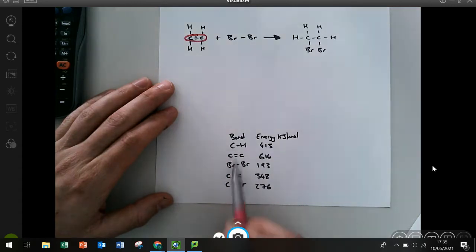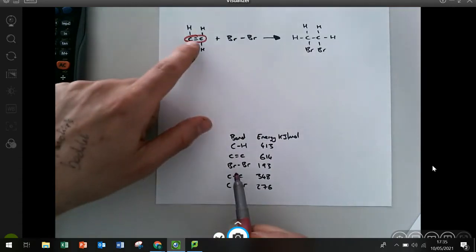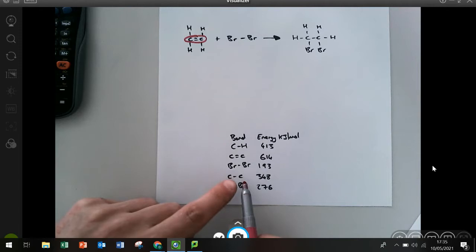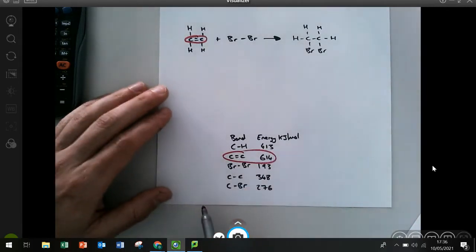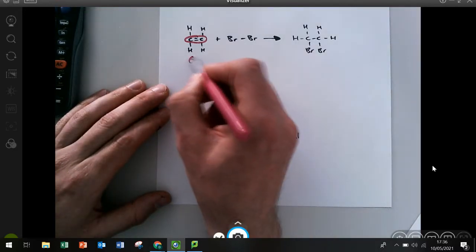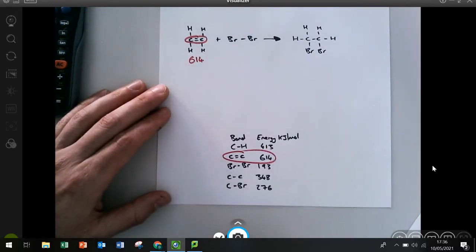Now I've got 2 CC bonds here. Now I look, there's 2 lines between it. Here there's 1 line, here there's 2 lines. So I need to pick this bond here so it matches, and this is going to be 614.